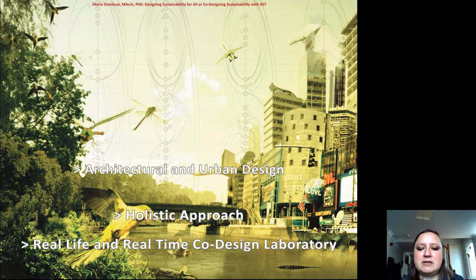And it is using a holistic approach, and the place where it is happening, which is the most important, is a real life and real time co-design laboratory. That means that we are not discussing the design product that would be produced and the design process would end, but we would discuss that the design is actually the process, and we design the process of designing.